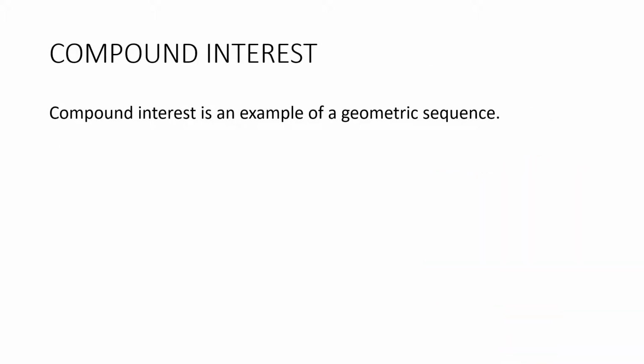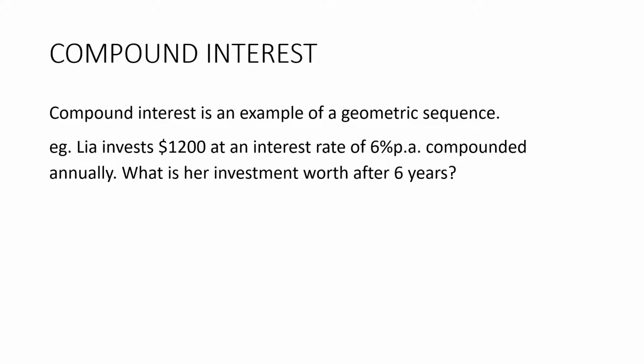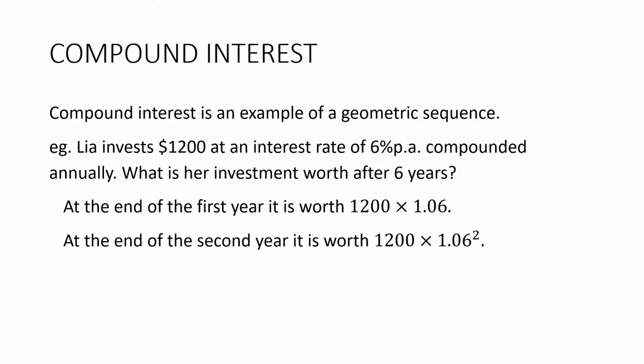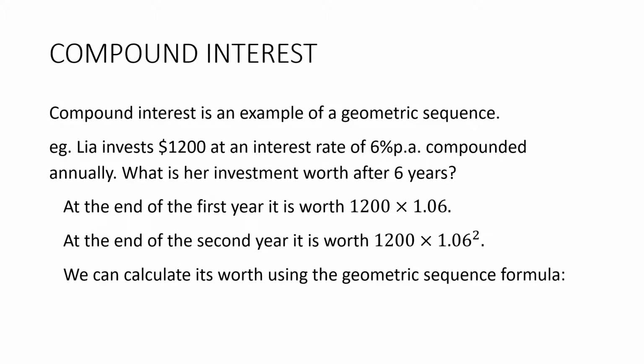Compound interest is an example of a geometric sequence. We've got an amount of money, we multiply it by 1 plus r, in the case of compound interest, to the power of n, not n-1. Leah invests $1,200 and interest rate is 6% per annum, compounded annually. What is her investment worth after 6 years? So at the end of the first year, it's worth 1,200 times 1.06. At the end of the second year, it's worth 1,200 times 1.06 squared. And so using our geometric sequence formula, it's going to be 1,200 times 1.06 to the power of 6.